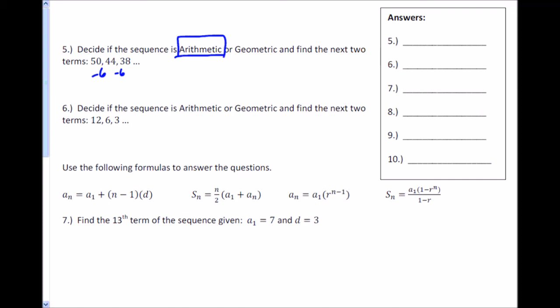And if I want to find the next two terms, I just subtract 6 again. That gives me a 32. I subtract 6 again. That gives me a 26. And that's it. Okay, so it's arithmetic, and those are the next two terms.